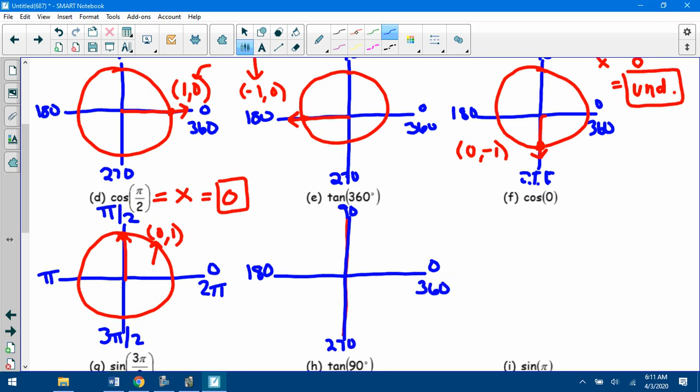Also a quadrantal. It's the same as 0. So it's still on the unit circle. What point is over here? 1, 0.